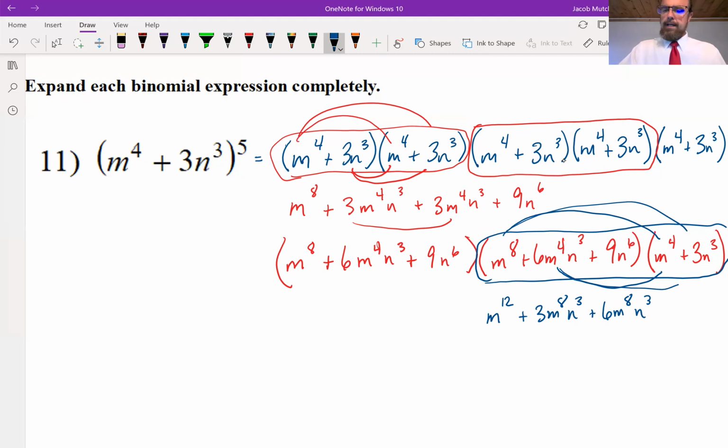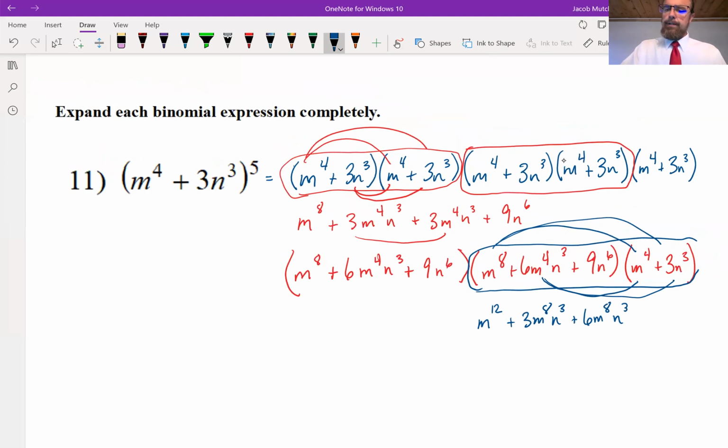And the second one for that term is going to be plus 6m^4 n^3 times 3n^3. So that's plus 18m^4 n^6. And our last product is going to be 9n^6 times m^4, so I'm going to wrap this around here. That's going to be plus 9n^6 m^4. And lastly, 9n^6 times 3n^3 is going to be plus 27n^9.